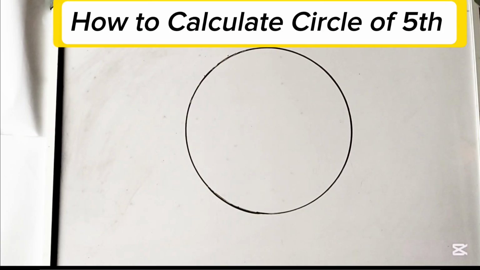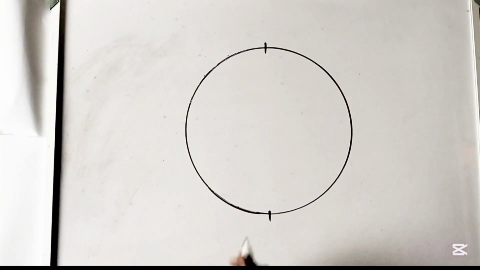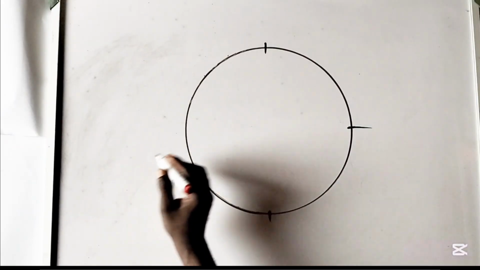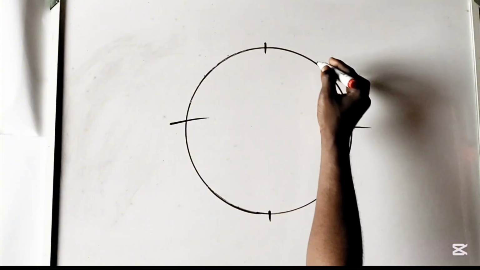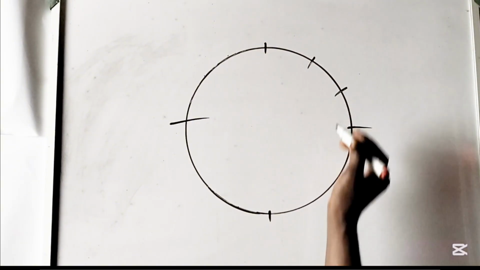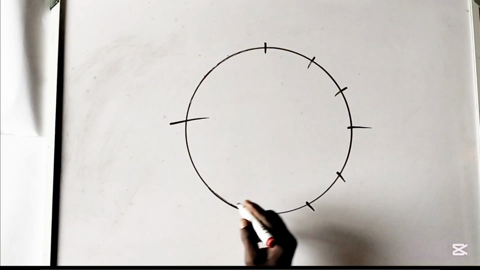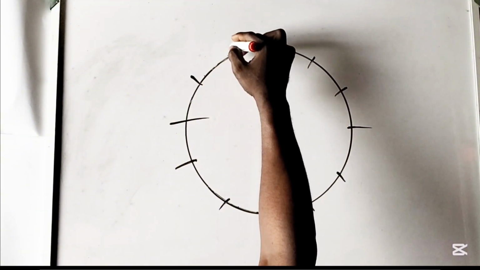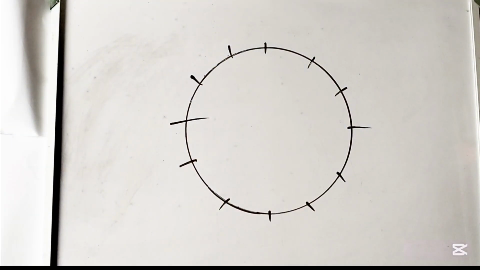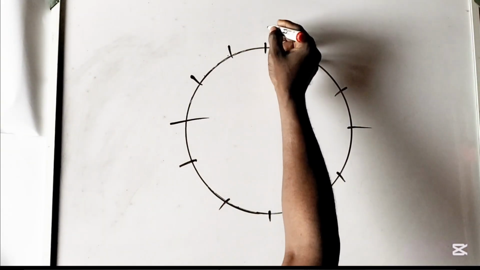So first of all, if you measure this, this is 12, this is 6, and you have your 3, your 9. So this is how it works. The first note here is a natural note, which is C.